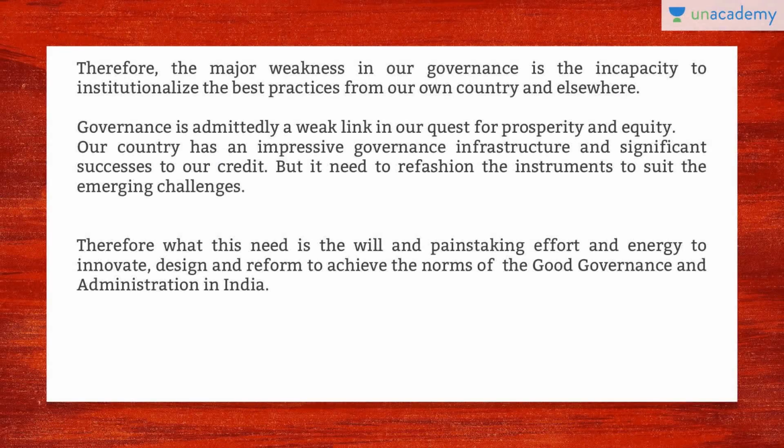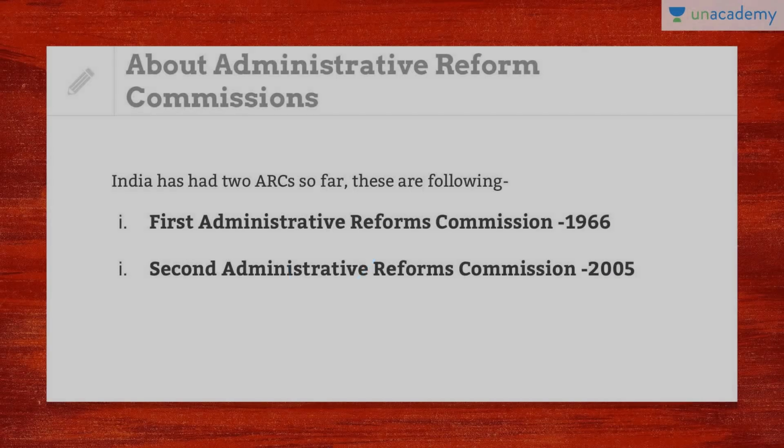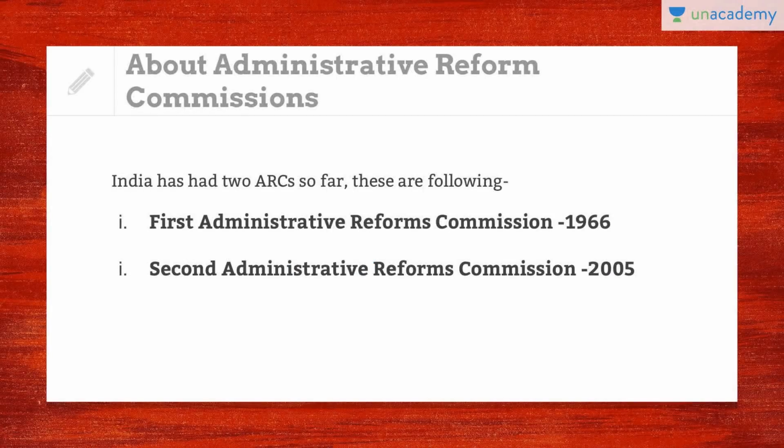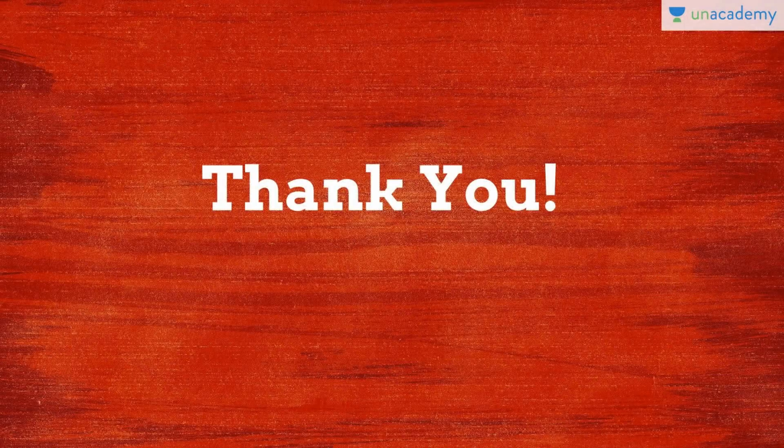So the major weakness in our governance is the incapacity to institutionalize best practices, and it is considered a weak link in development. What is needed is the will and painstaking effort for good governance and administration in India. We have had two ARCs so far, one in 1966 and one in 2005, and in the next lesson we will cover these two administrative reform commissions.